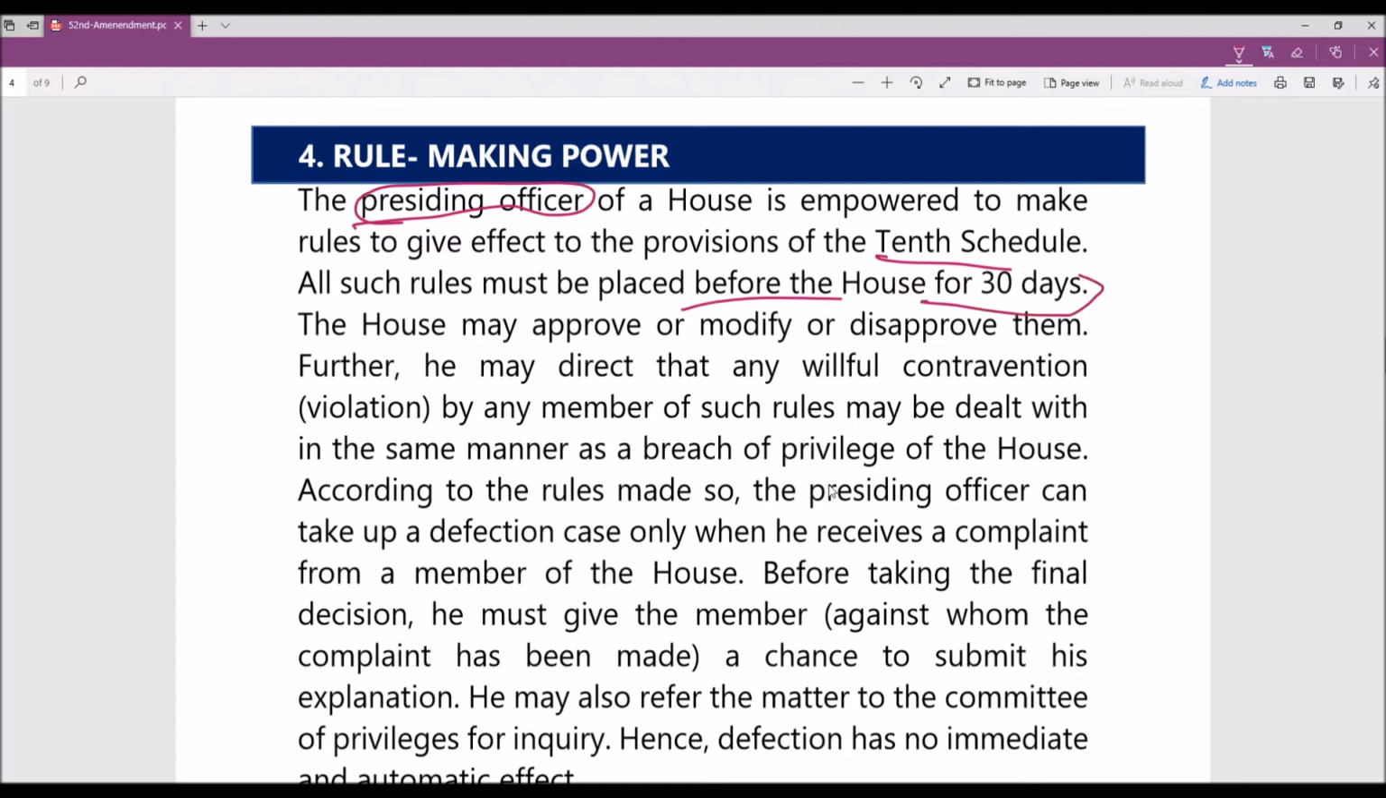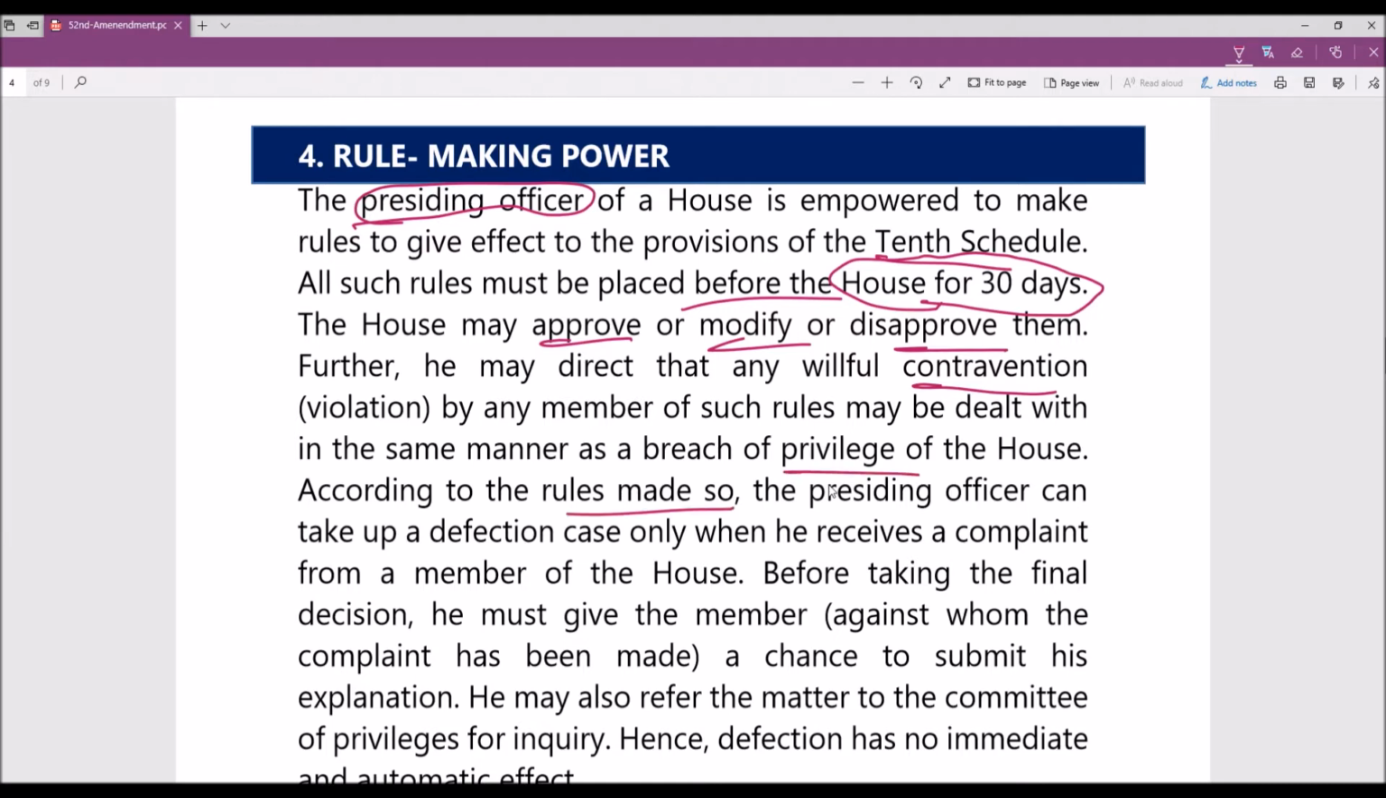If he is making any rule regarding the conduct of the members of the House, it should be placed before the House for 30 days to decide whether it is approved or not approved. The House may approve it, modify it, or disapprove it. Further, he may direct that willful contravention, that is, violation of any such rules by a member, may be dealt with in the manner of a breach of privilege of the House, according to the rules made.